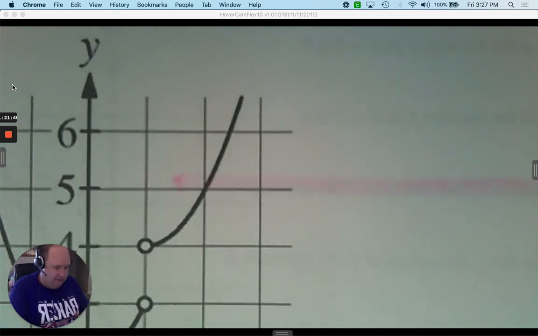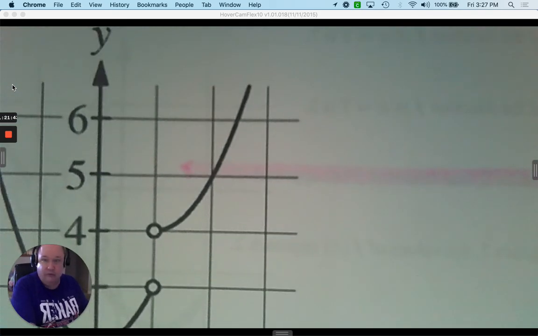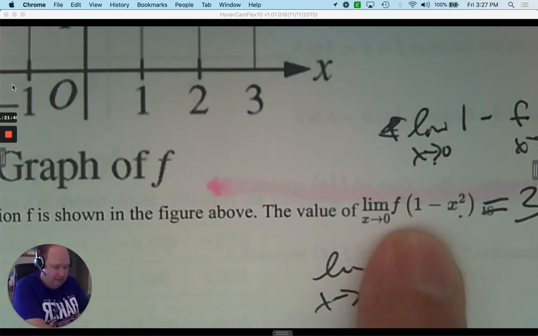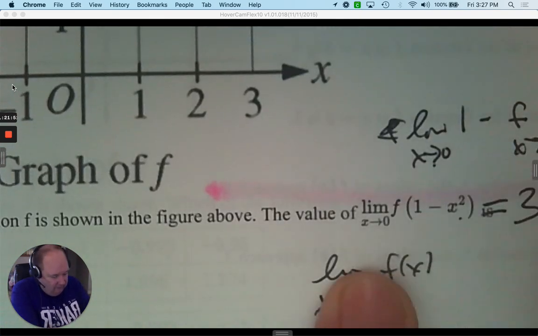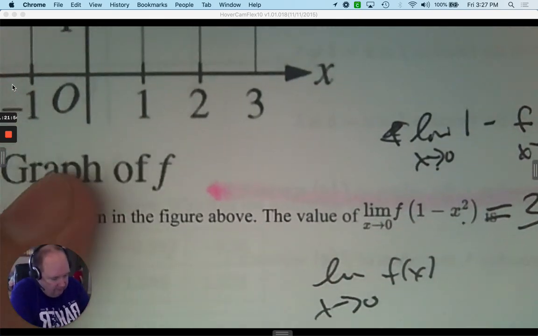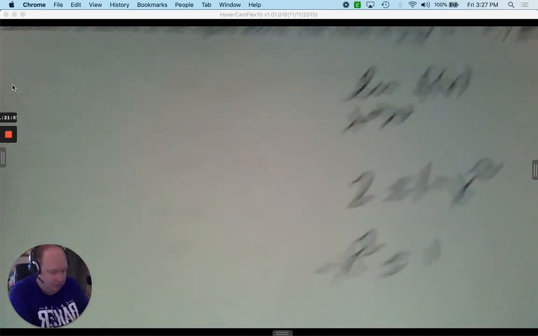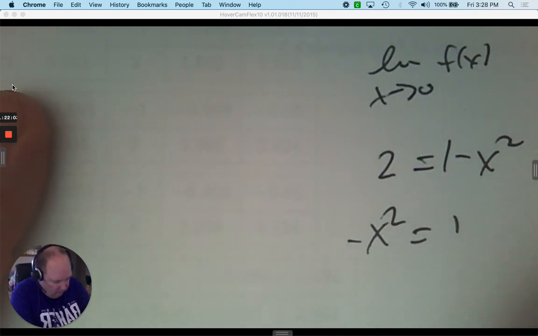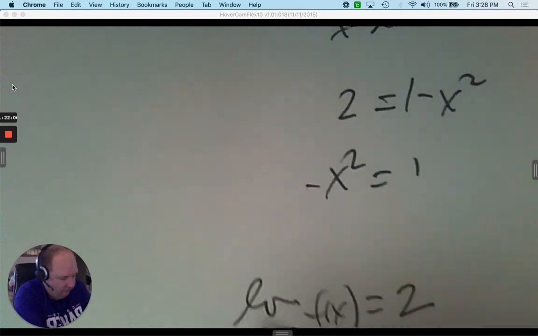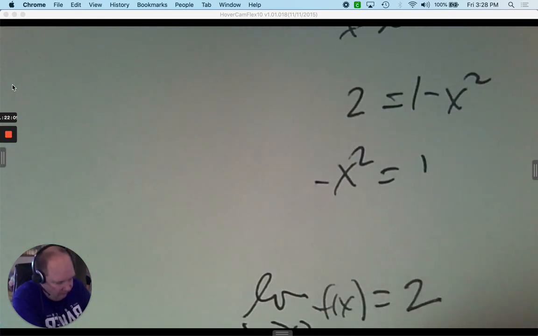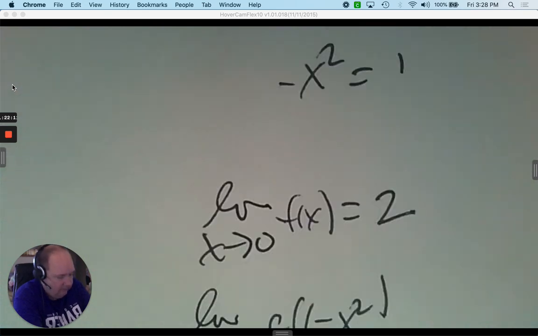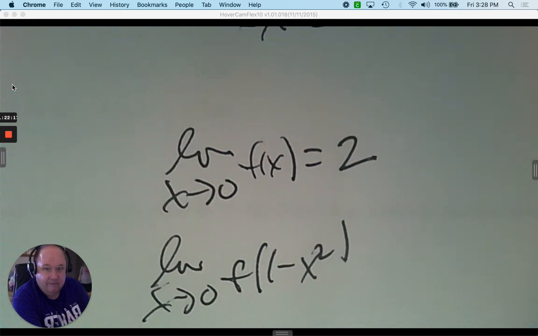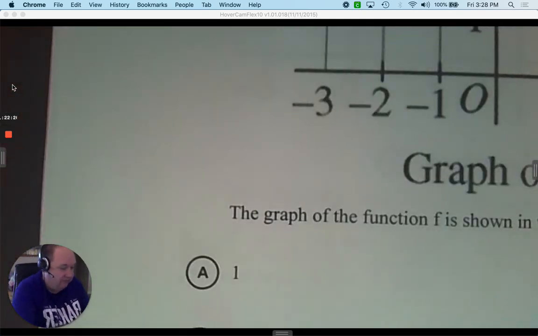I'll look at it in terms of that and try to understand it. I know the limit as x approaches 0 is 2, and then try to interpret it in terms of 1 minus x squared. So, try one more time, the limit as x approaches 0 of f at x, that answer is 2. So if it's the limit as x approaches 0 of f at 1 minus x squared, what would that then give you? I have to think it through, but they said the answer is 3.